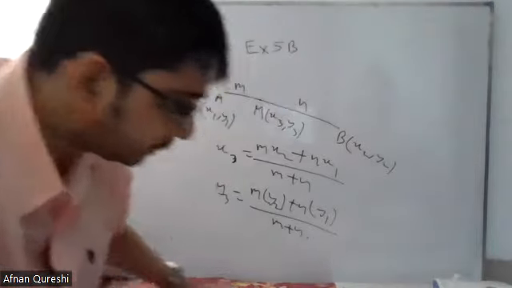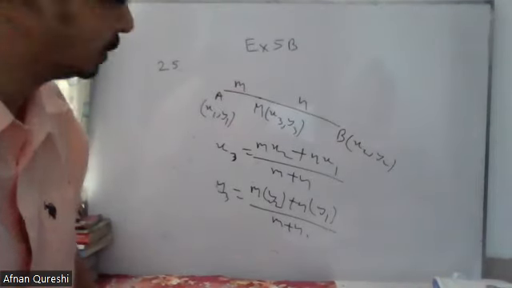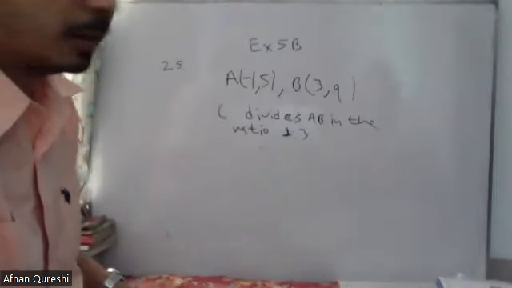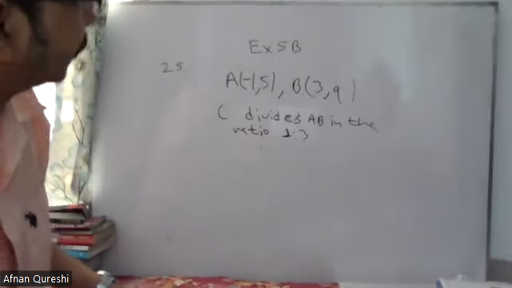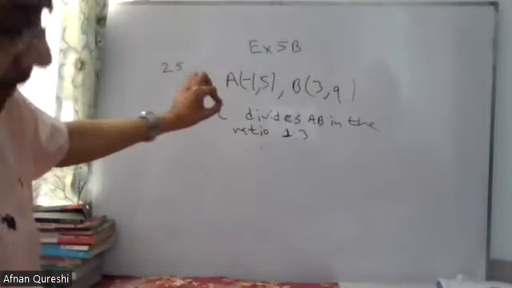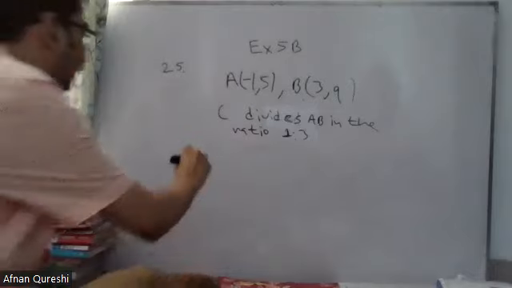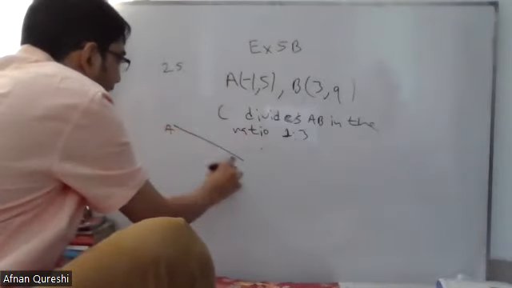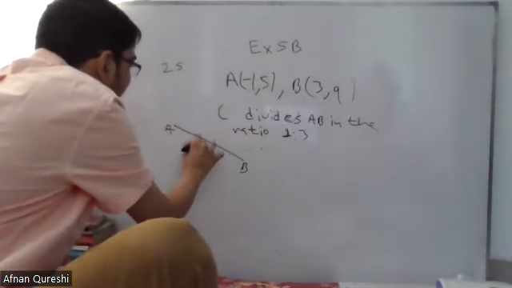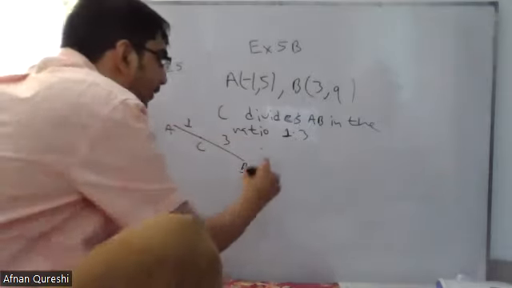Let's look at a small example using this formula, so it will be more clear to you. The coordinates of A are -1, 5, and B is 3, 9. There is a point C which divides AB in the ratio 1:3. I'm not drawing the coordinates accurately, but let's say C is here. It divides in the ratio 1:3. So what are the coordinates of C?